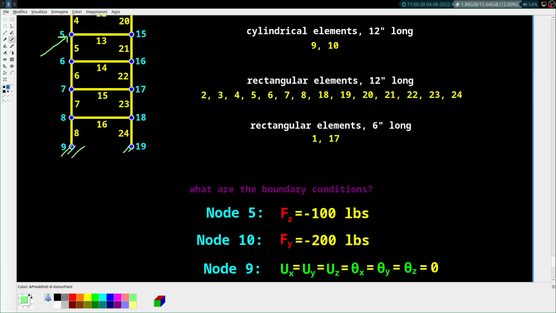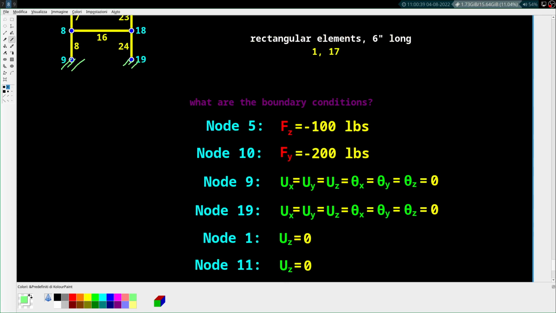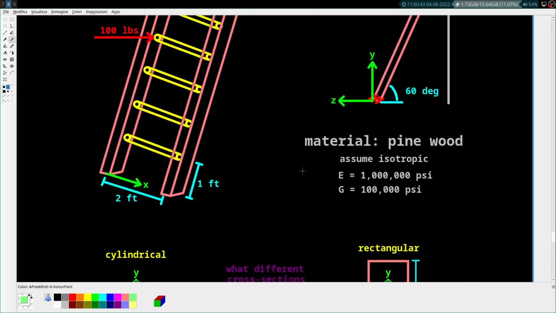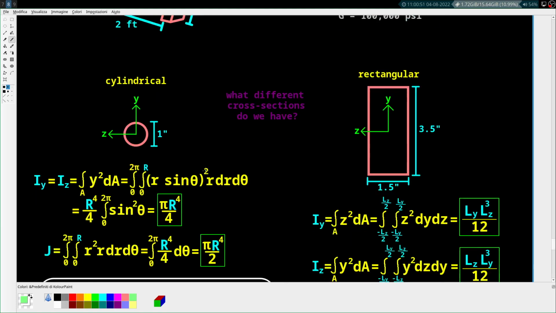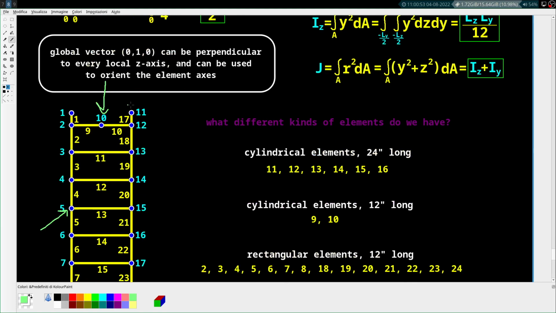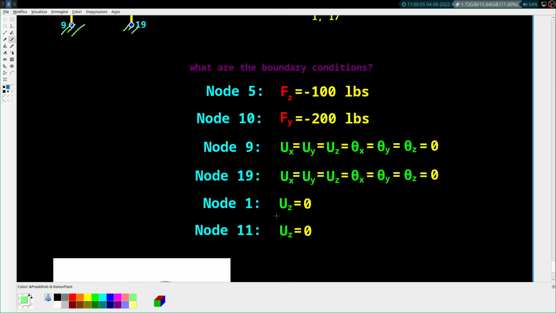Fixed in space. And then nodes 1 and 11 are fixed in that they can't move in the z direction. So remember, z direction is this way. So this degree of freedom was set to 0 for nodes 1 and 11. They can't move in the z direction. So uz is 0 for both nodes 1 and 11.